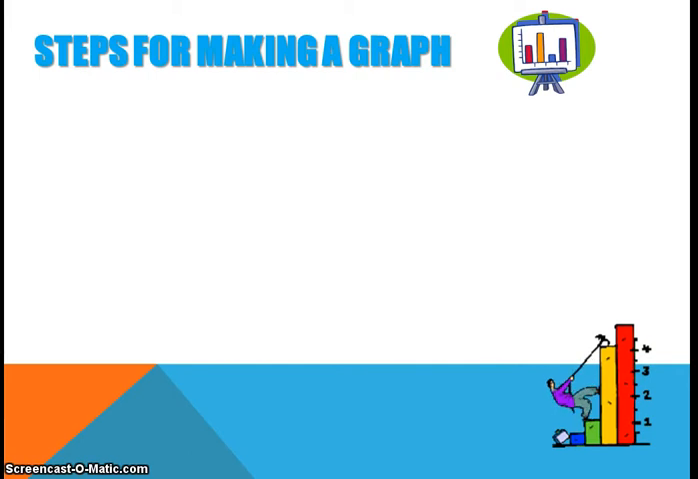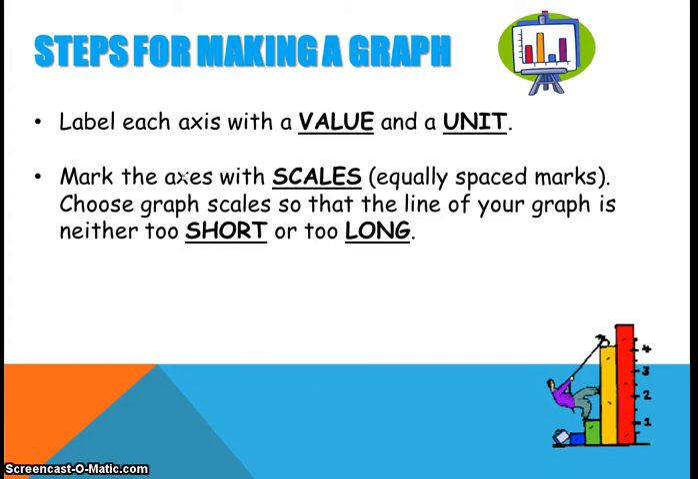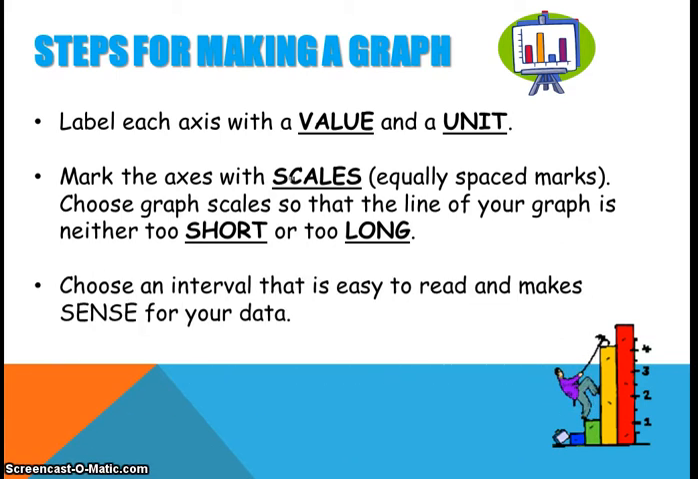Steps for making a graph. First, you're going to label each axis with a value and a unit. Then you're going to mark the axes with scales, or equally spaced marks. You want to make sure you choose graph scales so that the line of your graph is neither too short nor too long. Choose an interval that is easy to read and makes sense for your data.